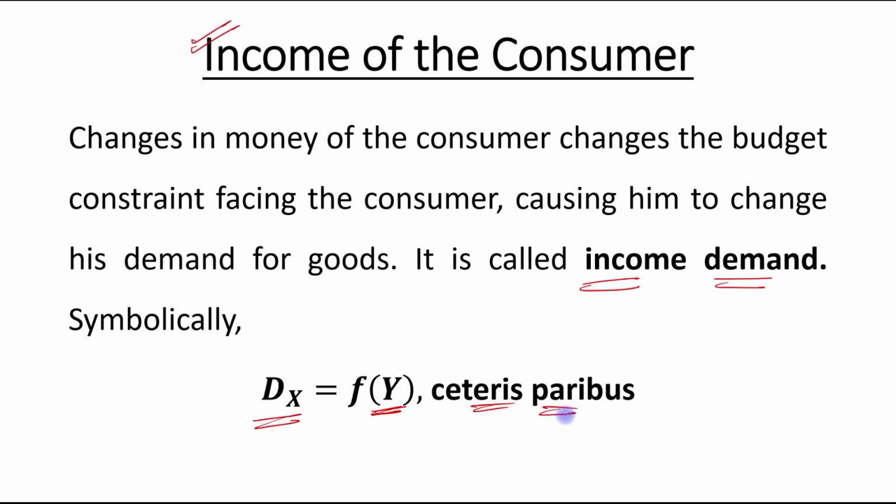Ceteris paribus means that other factors which can affect demand are assumed as constant. Why are we assuming them as constant? Because we want to see only the impact of income of the consumer on the demand for good X. And in order to isolate its effect, we are keeping other factors constant.